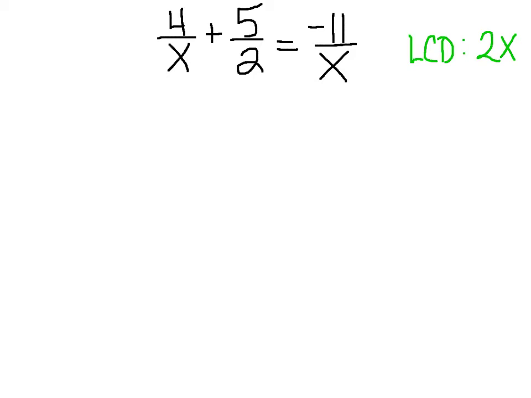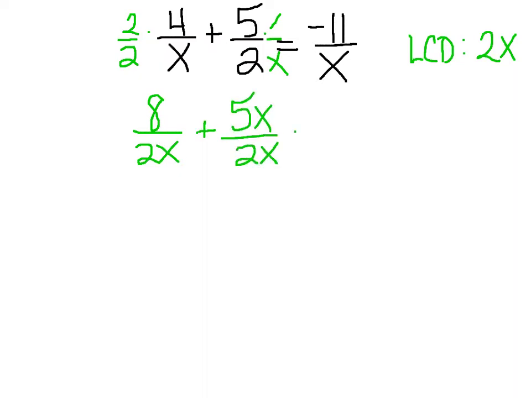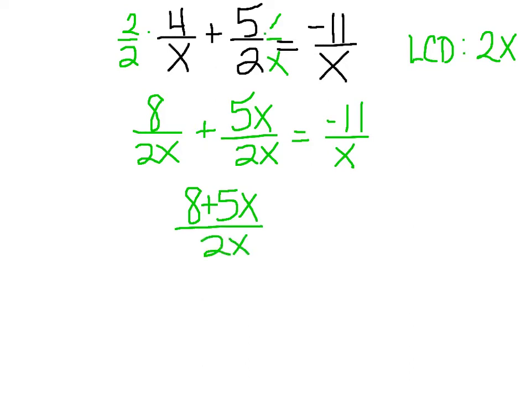So we have 2x, that means we're going to have to multiply this fraction by 2 over 2, and this fraction by x over x. And 2 times 4 is 8 over 2x plus 5x over 2x equals negative 11 over x. Well, if we add those together, we have 8 plus 5x over 2x equals negative 11 over x. So all I did was I made the left side one fraction, and then I have both of these set equal to each other.